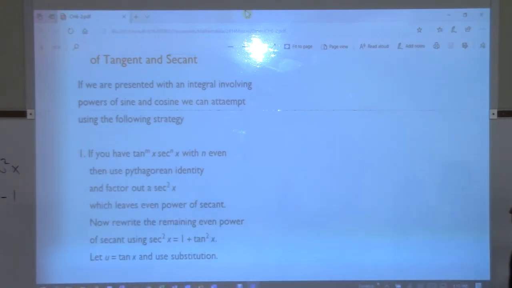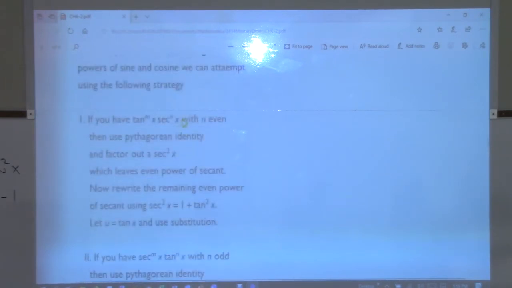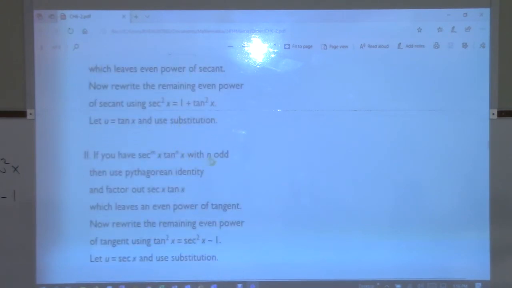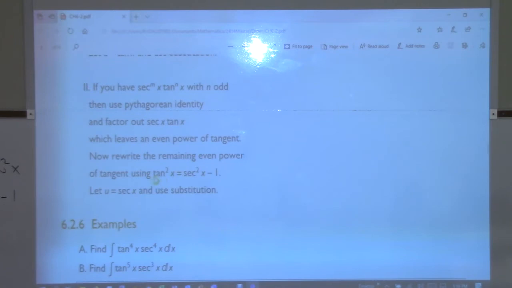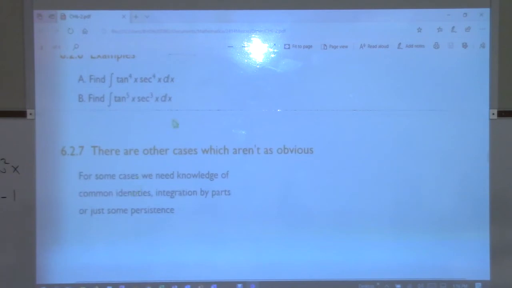All right. Now, if we see secant and tangent with an odd power on the tangent, so the first method is if we have an even power on the secant, this second one is if we have an odd power on the tangent, then we're going to factor out a secant x tangent x, and then we will proceed with the Pythagorean identity. And it tells us what our substitutions will be. So let's just work this first example.